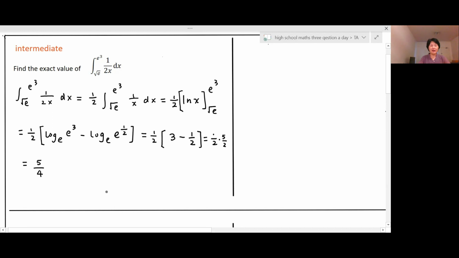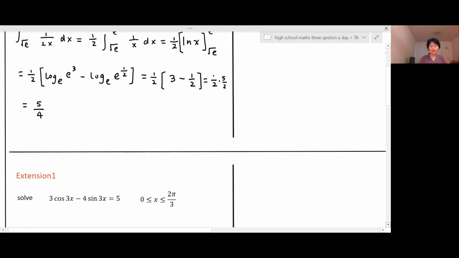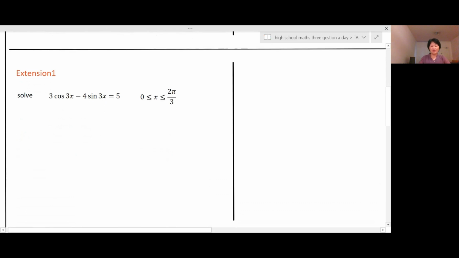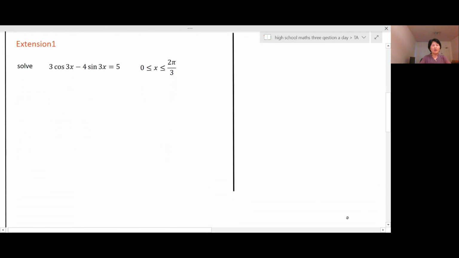Okay, we finished the first question. Okay, now we start the second question, extension 1 question. Okay, solve 3 cosine 3x minus 4 sine 3x equal to 5.